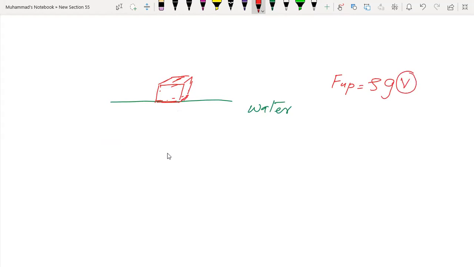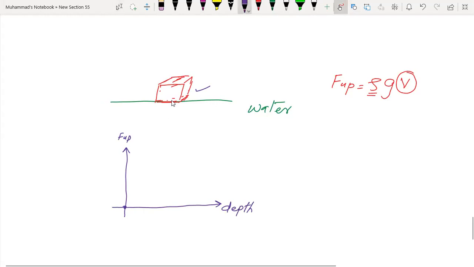This is the volume of liquid displaced, and this is the density of the liquid. So initially, if this object is not inside the liquid, the upthrust would be 0. It will start from here. We are plotting a graph of depth versus upthrust, so it would start from 0. As this object moves down, depth increases, the volume of liquid displaced increases. So upthrust would increase.